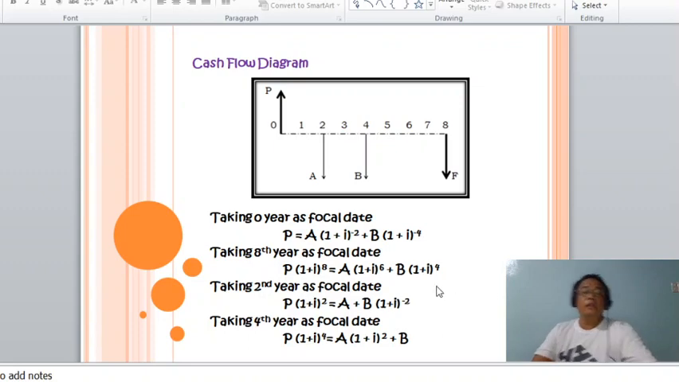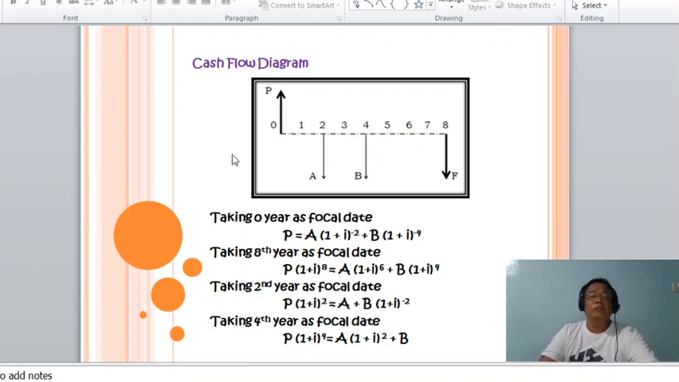Okay, so let us consider the cash flow diagram. Here, if you look at the cash flow, we have P, an arrow going upward, and an arrow going downward, which is F. P and F. And we have also another arrow, A and B. So how are we going to calculate an equation of value?